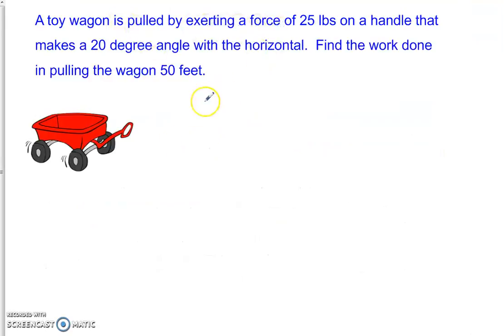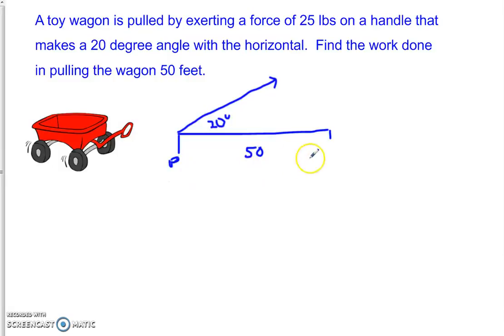A toy wagon is pulled by exerting a force of 25 pounds on a handle that makes a 20-degree angle with the horizontal. So if I try to draw that again, let's say that's 20 degrees. I know it's more. All right. Find the work done in pulling the wagon 50 feet. So the distance from here to here is 50. That is the PQ that you saw earlier. So here's my point P, here's my point Q. And then I'm saying I'm going to project this vector down onto that one, right?